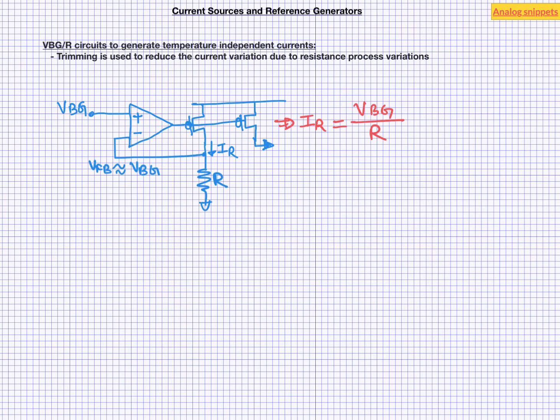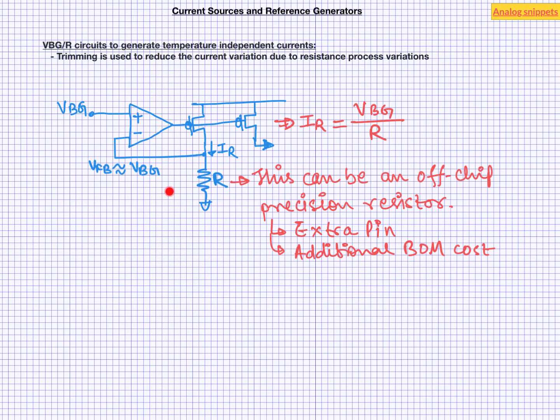Okay, so we got rid of temperature variations and then we got rid of process variations. Now what about the variation of resistance itself with the temperature? For some extreme precision applications, this resistance can even be an off-chip precise resistor. And by doing that, we also get rid of the trimming step. But the price we pay for this precision is an additional pin and additional BOM cost. A simple way to compensate the temperature dependence of resistance is to add an opposite dependence on the bandgap voltage itself. But the most we should expect is a first order cancellation. Now some foundries offer zero TC, temperature coefficient, resistors in their device offerings.